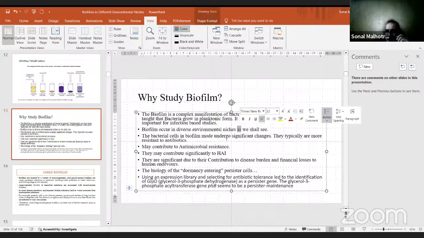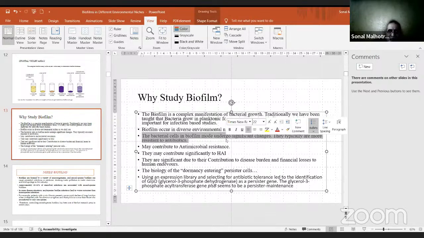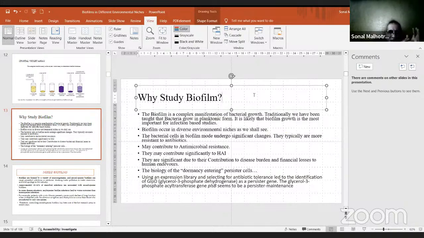So, as a consequence, it is important to study them because we believe that most of the hospital acquired infections are probably biofilm related. Okay. They may also contribute to antimicrobial resistance because when you have polymicrobial biofilms, you can horizontally transfer genetic resistance markers from one cell to the other and things like that. So, all these have been well documented. So that's why we do this.